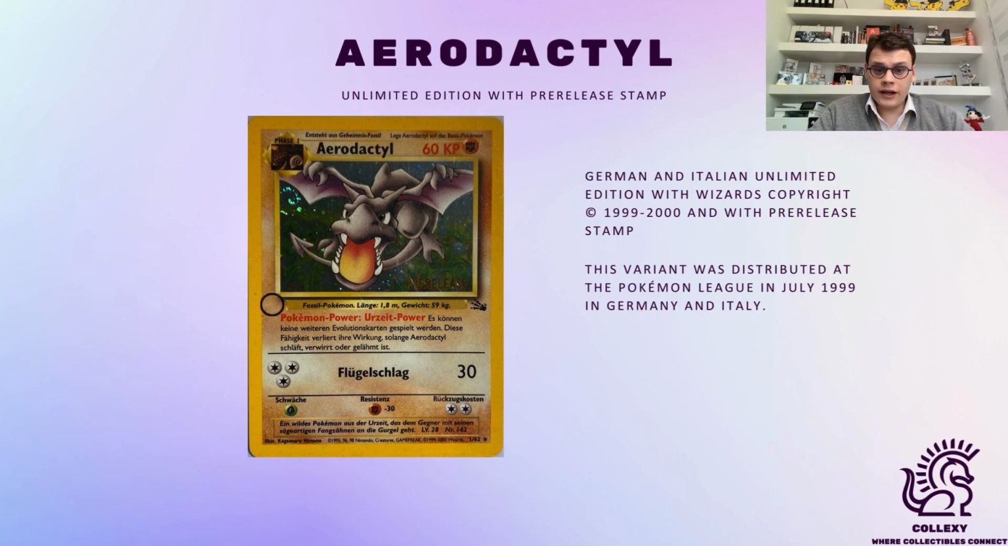This is also a Cosmos holofoil variant, but only distributed in German and Italian in unlimited edition with the pre-release stamp in the bottom right corner of the art box. This variant was distributed at the Pokémon League in July 1999 in Germany and Italy, but clearly misses the first edition stamp compared to the other pre-release Aerodactyls.